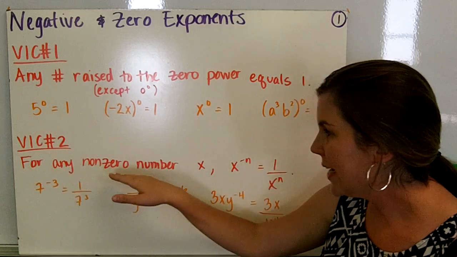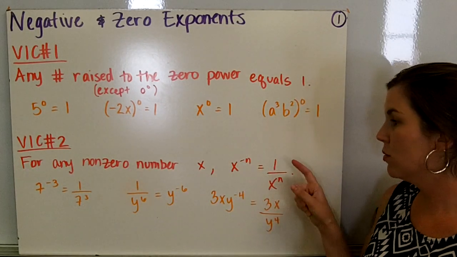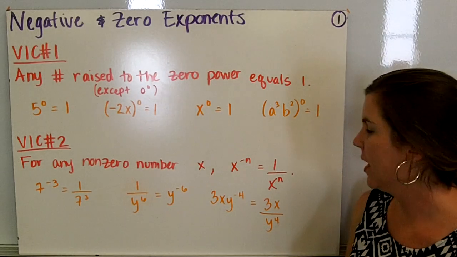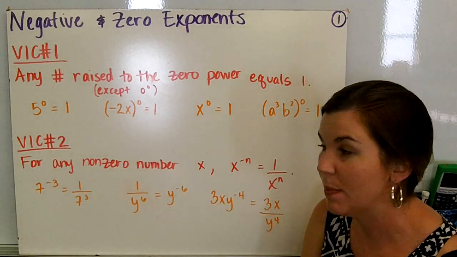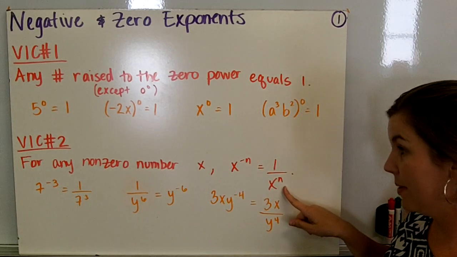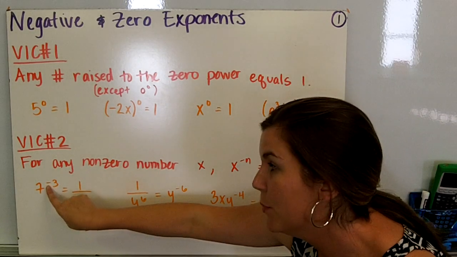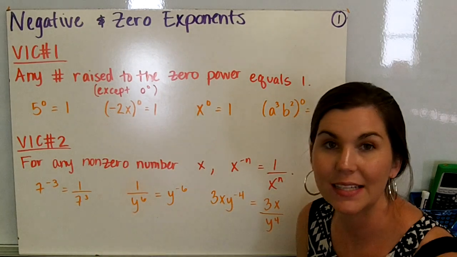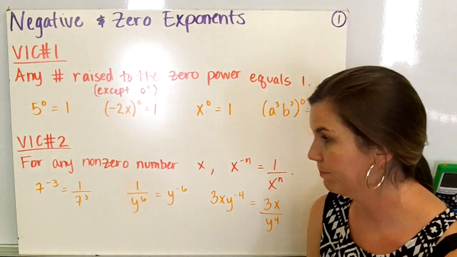Big number two. For any non-zero number, x to the negative n power equals 1 over x to the n power. Now this seems a little bit complicated, but it's very easy. So if you have 7 to the negative 3 power, using the rule, you move it to the bottom and make it positive. See, negative n became positive n. So move this whole thing to the denominator and then change the sign. I like to say, flip the side of the fraction and change the sign of the exponent.